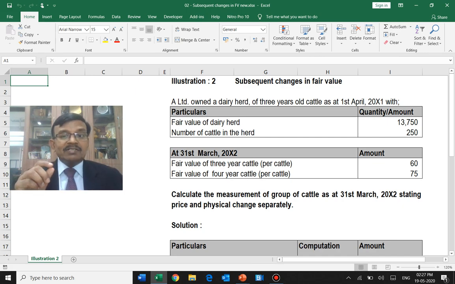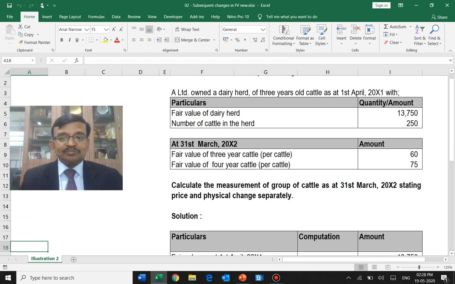They have not given what is the fair value of one single cattle at the initial measurement. Fair value less cost to sell, they are not given. In this example, we are assuming that there is no cost to sell. So fair value will be fair value less cost to sell. So how in this case we will determine the fair value and what is the change which has to be taken to the P&L account.